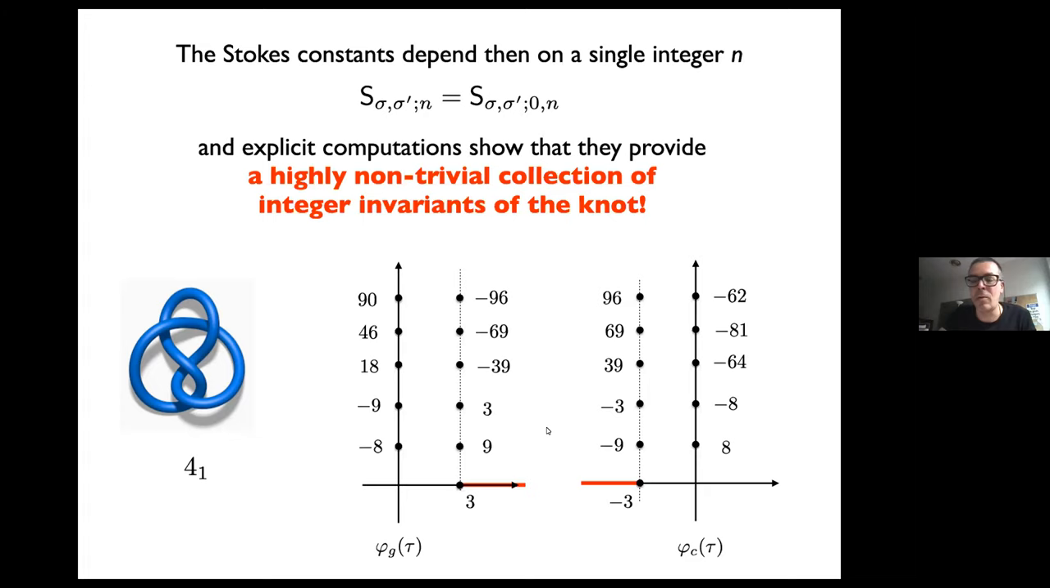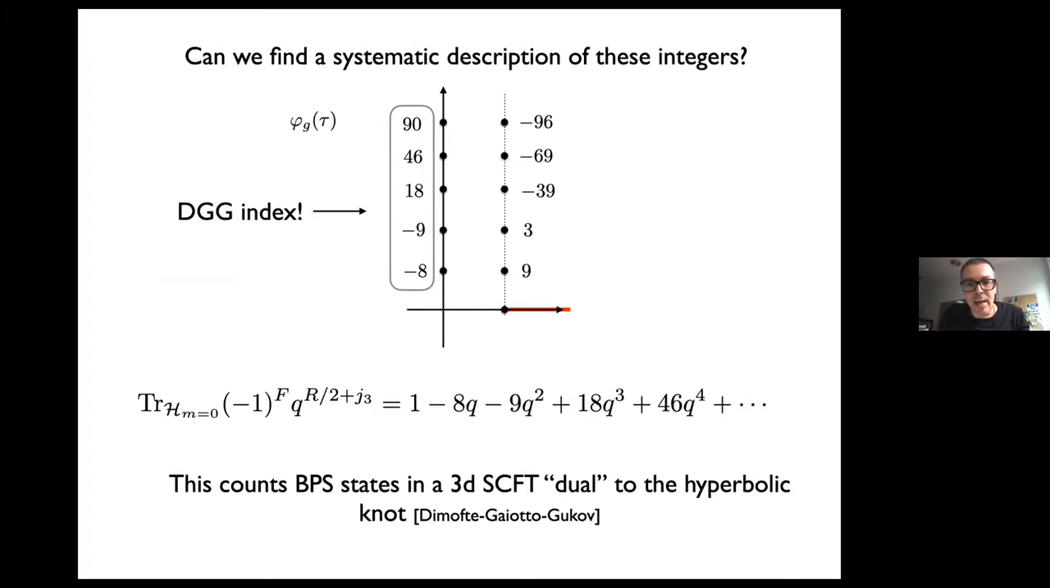Now, once we computed some of these integers, we started looking at them in order to try to understand what they were. And the first thing we realized is that for the tower which is on top of the origin, these numbers could actually be identified. If you have read enough papers on complex Chern-Simons theory, it turns out that these integers are actually nothing but the Dimofte-Gaiotto-Gukov index of this hyperbolic knot. And this was a very nice realization.